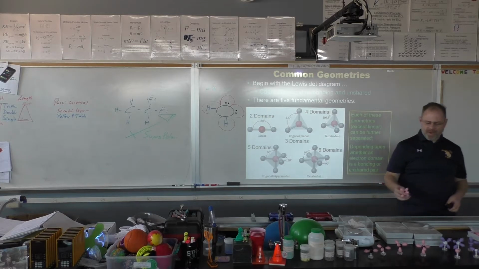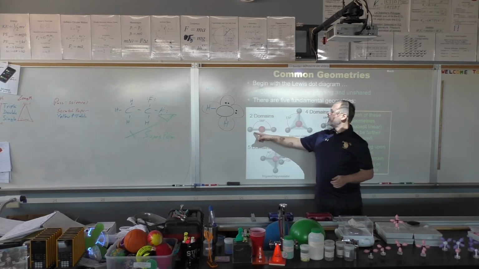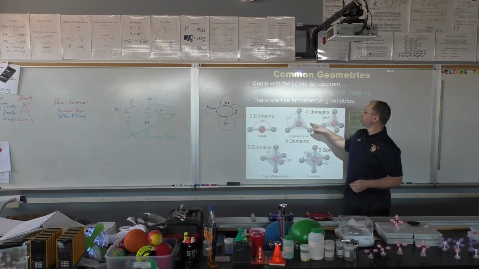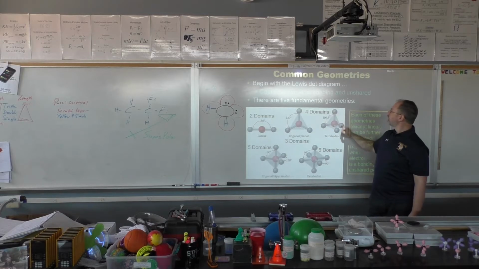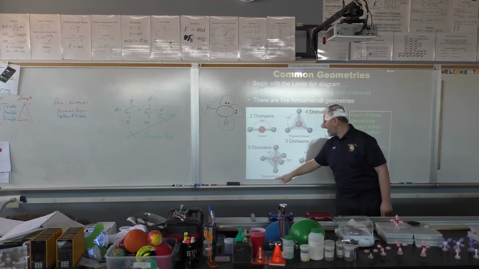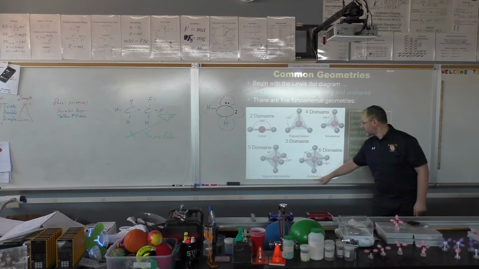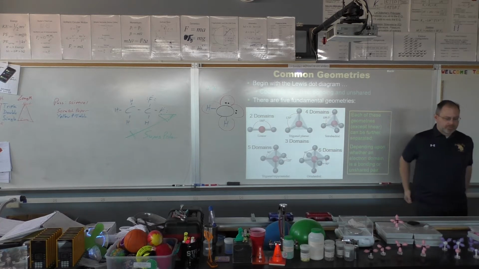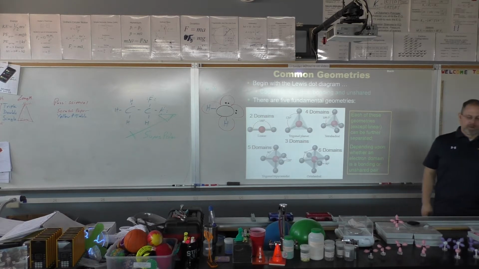So these are the five fundamental geometries I'd like you to learn. Linear, when there are just two connected to a central atom. Trigonal planar, when there are three connected to a central atom. Tetrahedral, when there are four connected to a central atom. Trigonal bipyramidal, when there are five connected to a central atom. And octahedral, when there are six connected to a central atom. Okay. So if you're the picture-taking or note-taking kind of person, I'll let you sketch that or take a picture of that before we go one layer deeper.